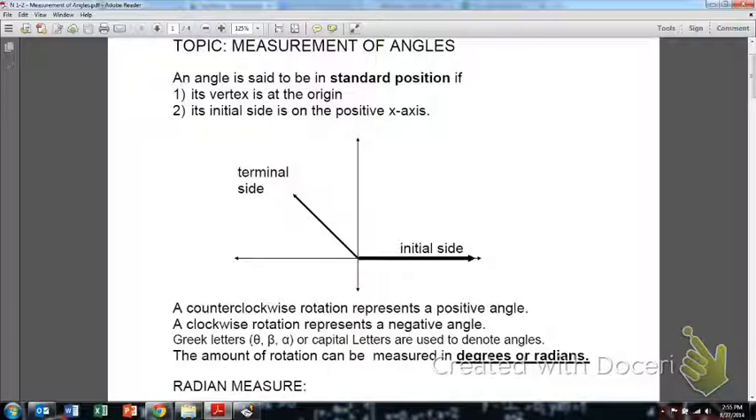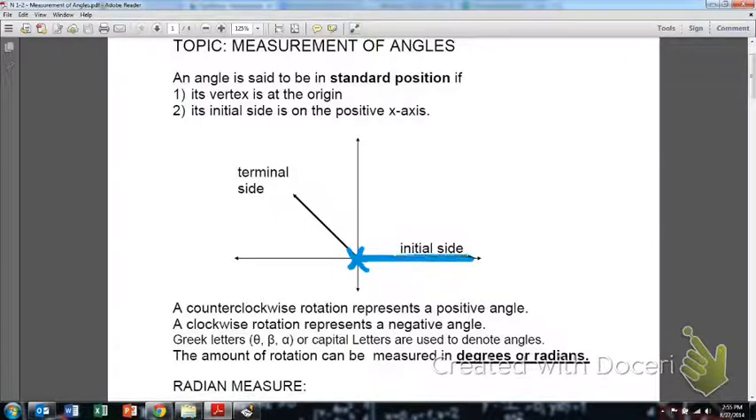An angle is in standard position if its vertex is at the origin. So this drawing here is an angle in standard position, and you can see that the vertex of the angle, the point where the two rays that make the angle come together, is at the origin. And then the other requirement is that the initial side has to be on the positive x-axis.